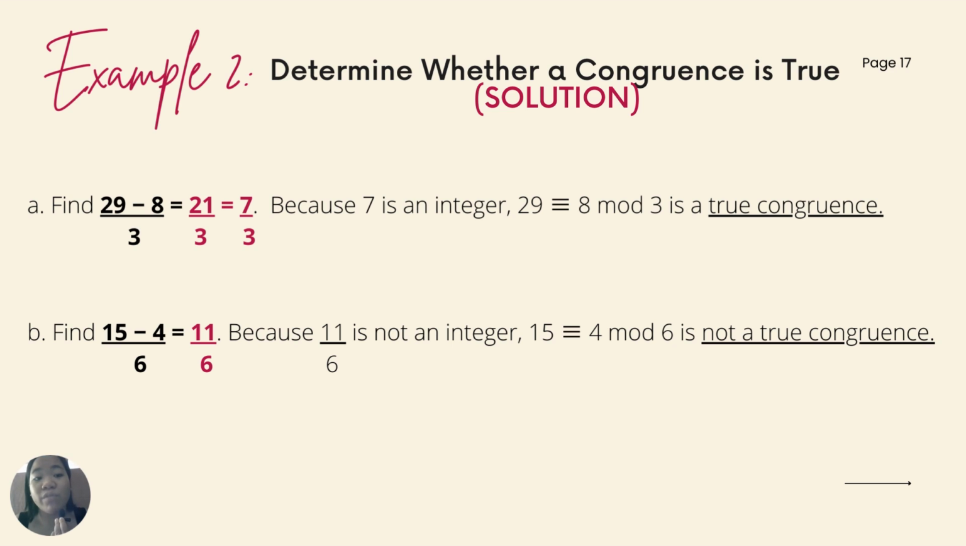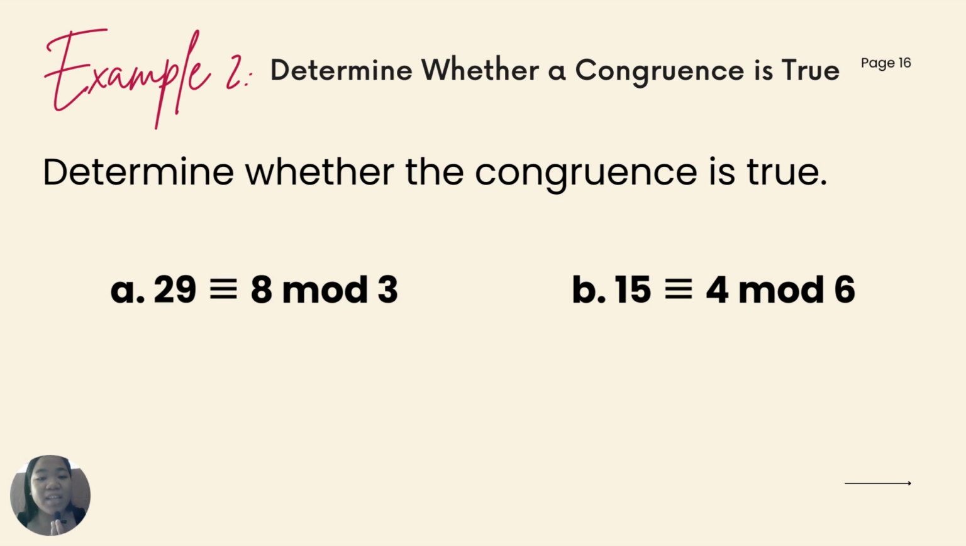That is why 7 over 3. Because 7 is an integer, meaning 29 is congruent to 8 mod 3. It is a true congruence. Nga gani kay integer. Basta integer gani ang answer class, true congruence na siya. Okay? The same man diri sa letter B.